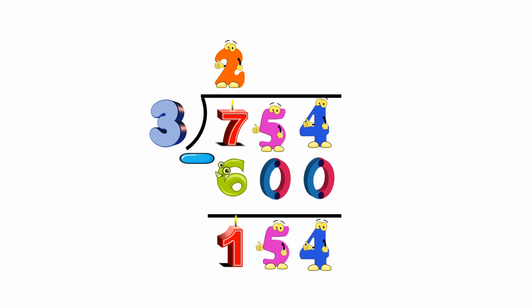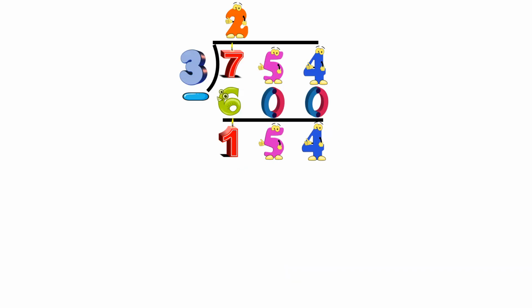But 154 is greater than 3, so we can divide 154 by 3. And in order to divide these two numbers, we start dividing from left to right. So we start with number 1, which is in the hundreds place. Can we divide 1 by 3? For sure not, since 1 is less than 3. In this case, we take the 15 tenths. Can we divide 15 tenths by 3? Yes, since 15 is greater than 3.